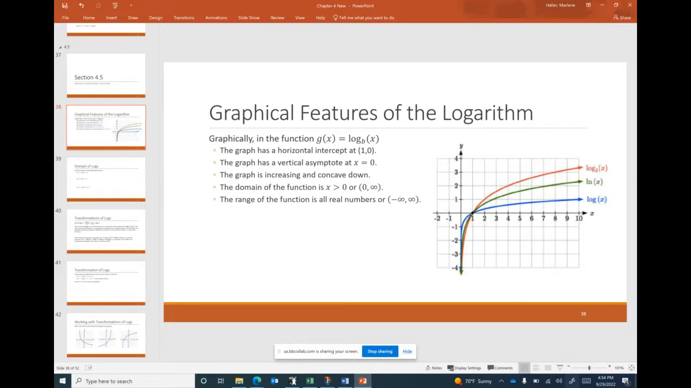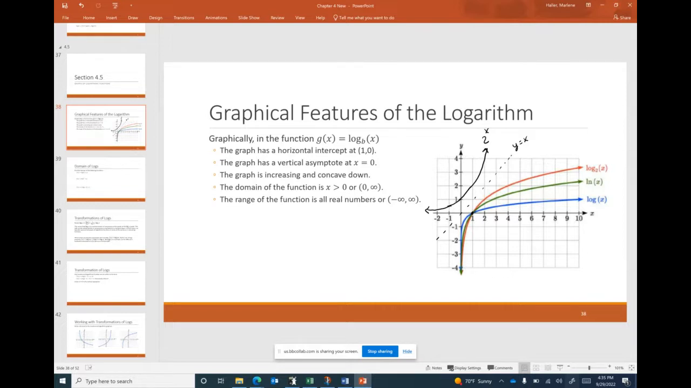Why would that be? Well, recall that the logarithm is the inverse of the exponential function, right? So that means that the graph of the logarithm is going to be a reflection about the line y equals x. Right, the black one that I just put in here, that would be the graph of 2 to the x. So we can see that the red graph, log base 2 of x, is a reflection about the line y equals x of 2 to the x.